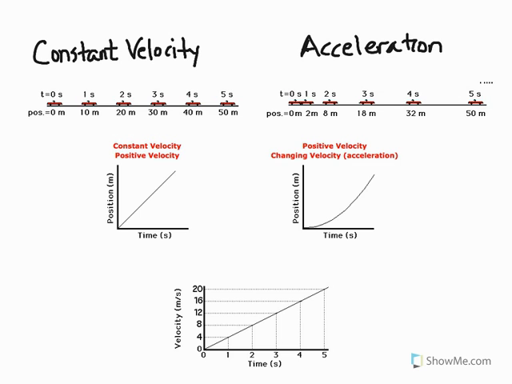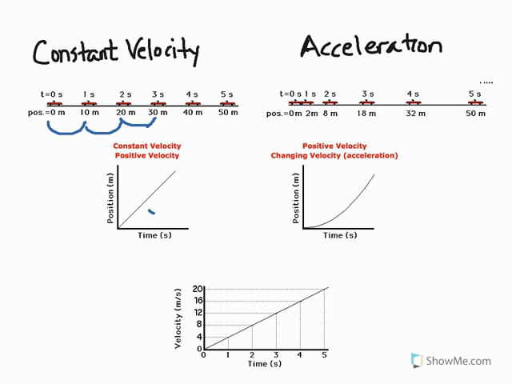This is a nice illustration of constant velocity because you can see at every second interval, how far does our car go? And you'll see that in the first second it goes 10 meters, in the second second it goes 10 meters, third second 10 meters, and so on and so on. All right, so that was constant velocity, and it shows up on our graph by this nice diagonal line.